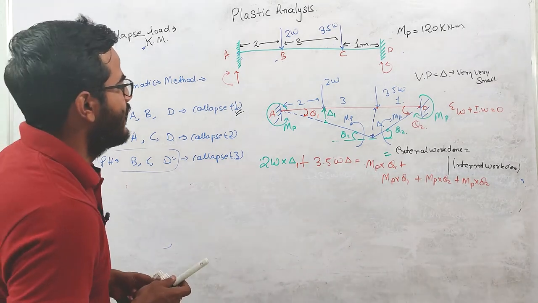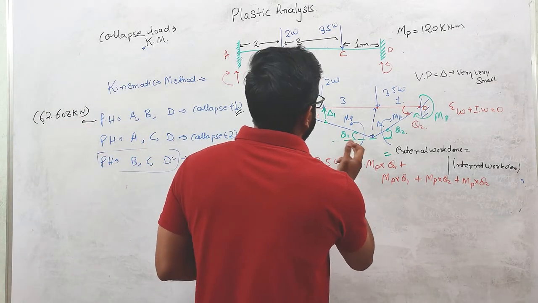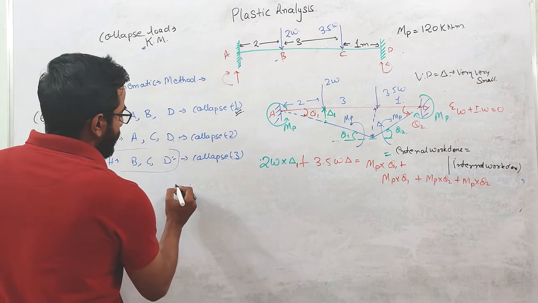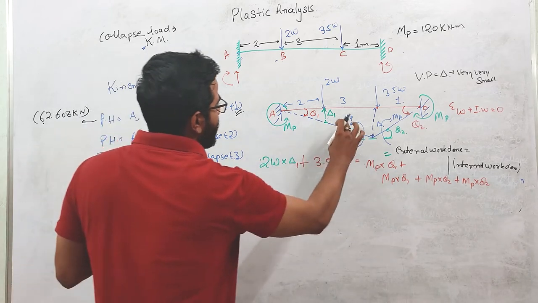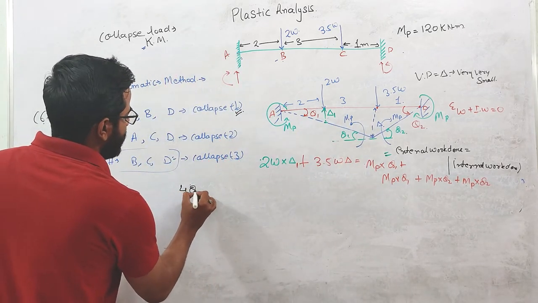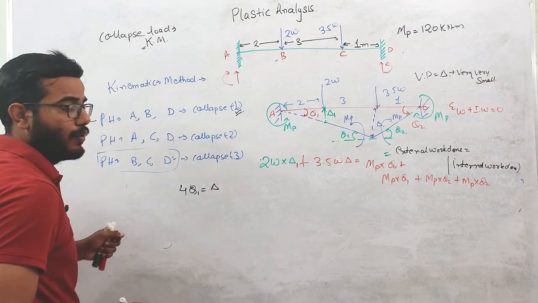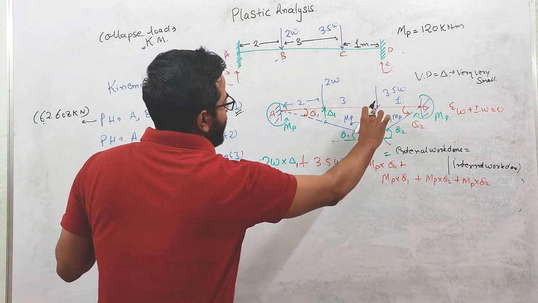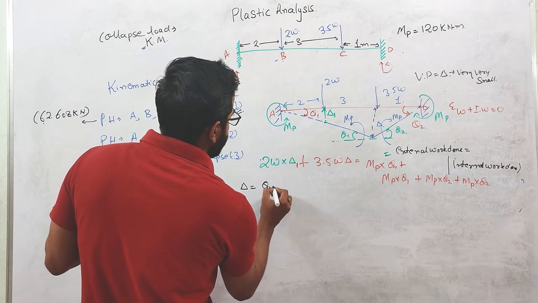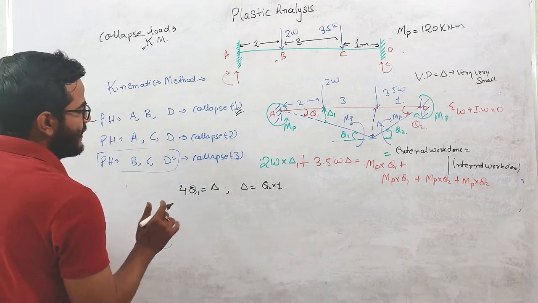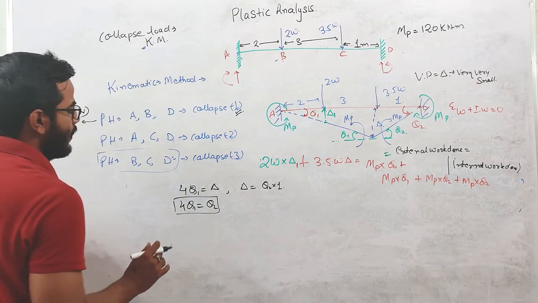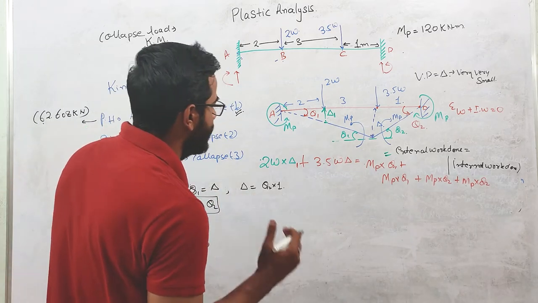Now you need to find the relation between delta, theta 1 and theta 2. If you calculate delta from this side, I can write 4 theta 1 is equal to delta. And if you calculate delta from this side, delta is equal to theta 2 into 1. Both these deltas are equal, so 4 theta 1 equals theta 2. So one relation we got is that theta 2 is equal to 4 times theta 1.